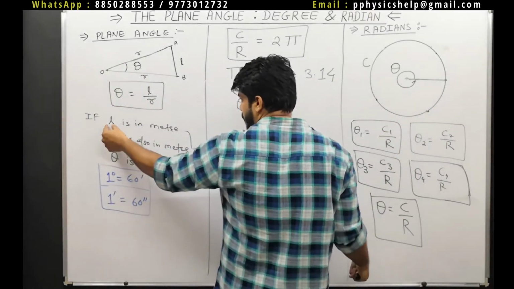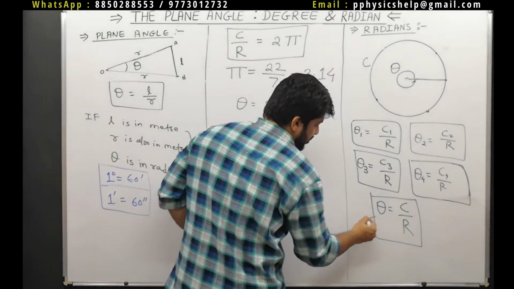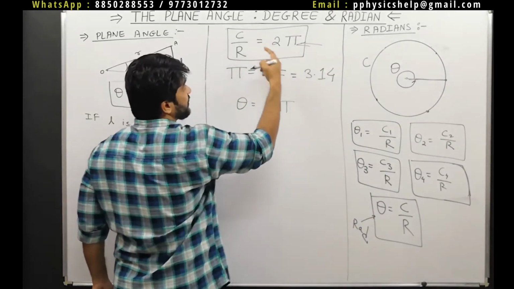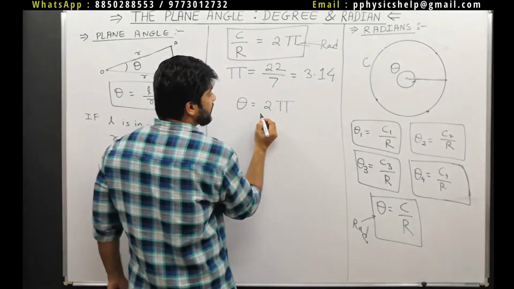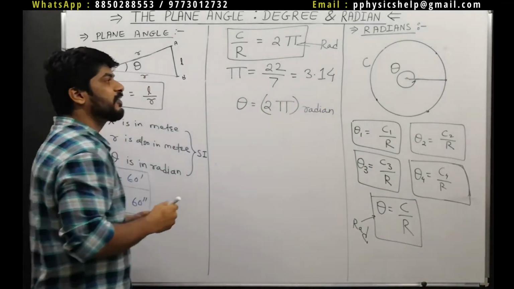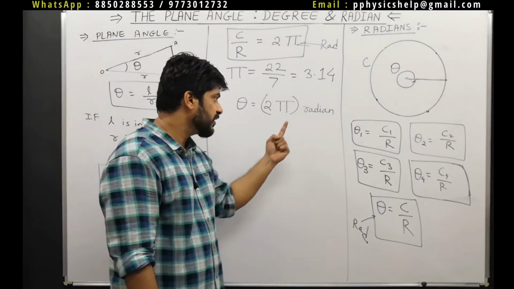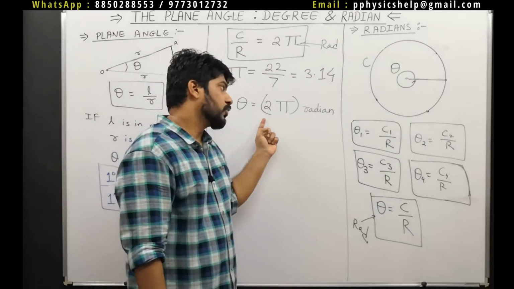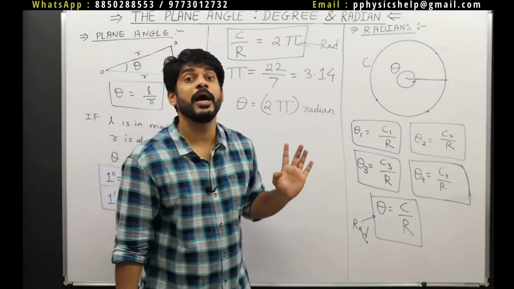And as I said here, if this is in meter and this is in meter, this theta is in radians. So this theta that you got is in radian. That means the angle that you get here is 2 pi radian. So whenever we say that the total angle of the circle is 2 pi, what we actually mean is radian. In radians, the total angle of the circle is 2 pi.